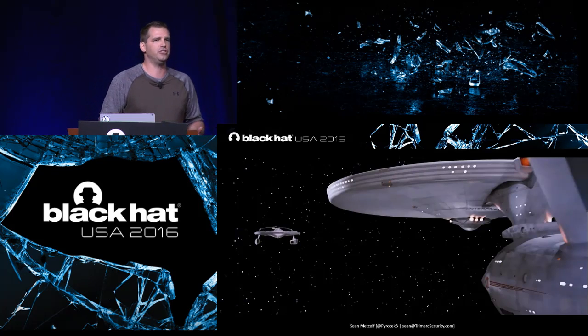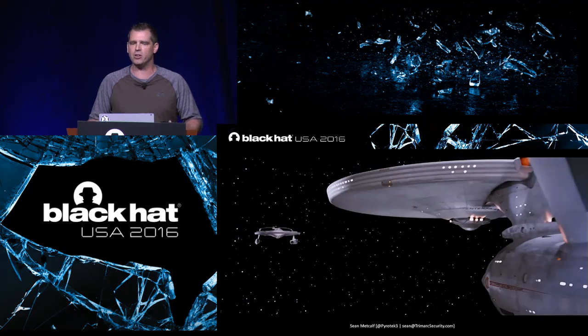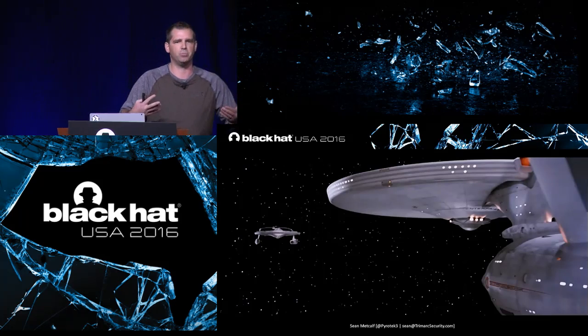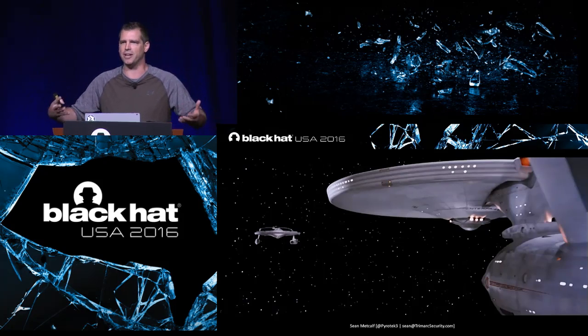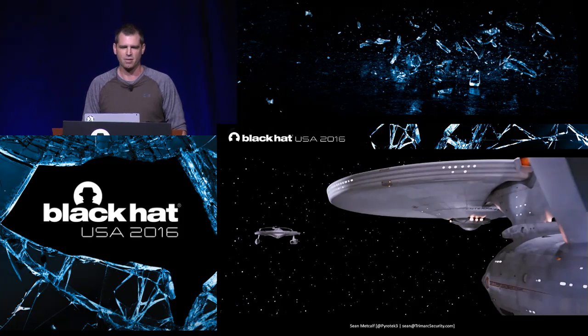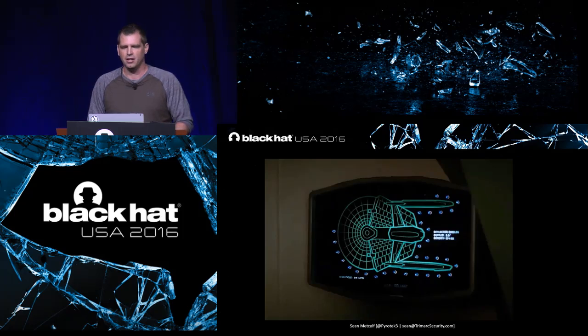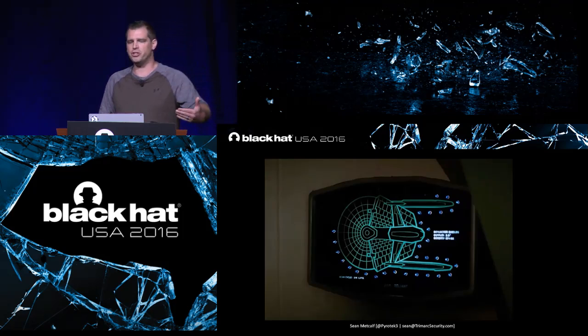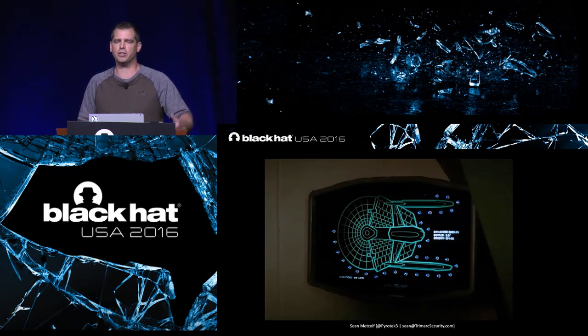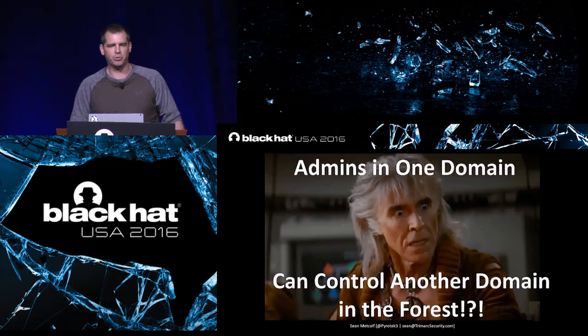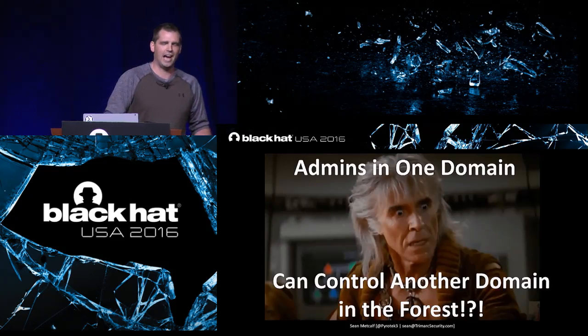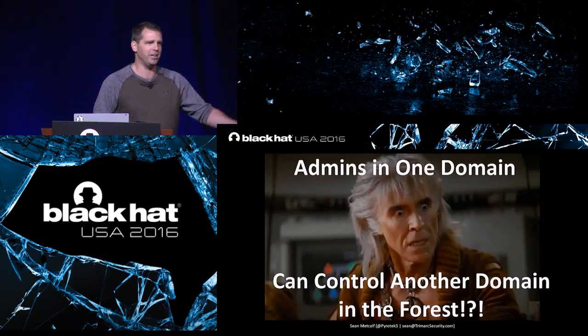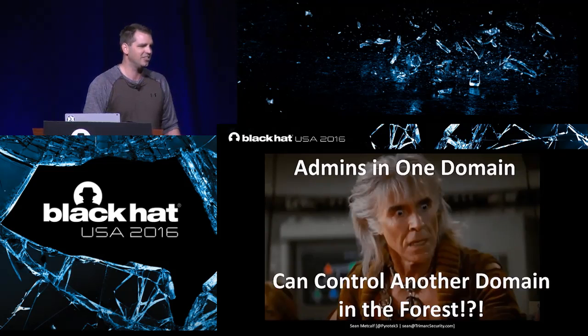Since all the Federation starships are part of the forest, they are all implicitly trusted. So when two starships meet, it's not a problem. We don't raise shields because we're all one happy Federation. However, since they're trusted, an officer on one ship can control the critical systems on another, like shields. And as Khan realized, admins in one domain can control another domain in the forest. Don't be like Khan.